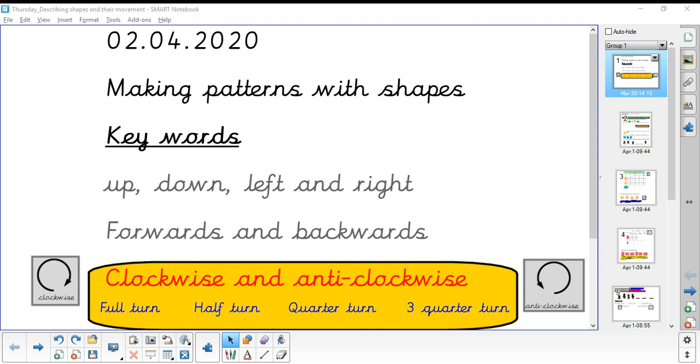Hello and welcome to the fourth and final lesson of our topic, which is position and direction. In today's lesson, we're going to be looking at describing shapes and their movement.